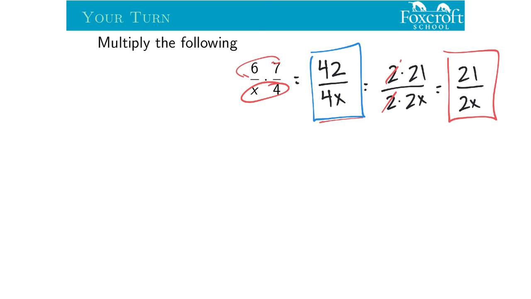All right, so this answer is technically right. But if it was a multiple choice question or something like that, this would be the answer that would be the most right, because it's fully simplified. The numbers are as small as they can get. All right, so this is how you multiply fractions when there's a variable.